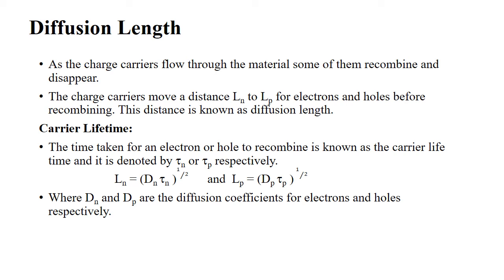The next one is carrier lifetime. The time taken for the electron or hole to recombine is known as the carrier lifetime, denoted by tau n or tau p respectively. So Ln is equal to (Dn tau n) to the power 1/2 and Lp is equal to (Dp tau p) to the power 1/2, where Dn and Dp are the diffusion coefficients for electrons and holes respectively.